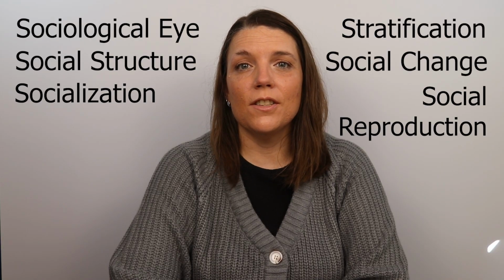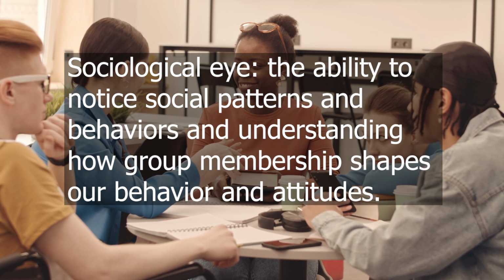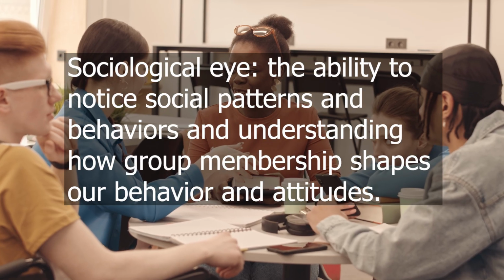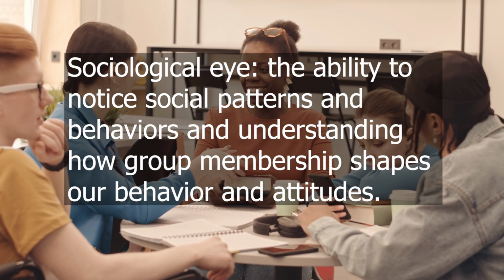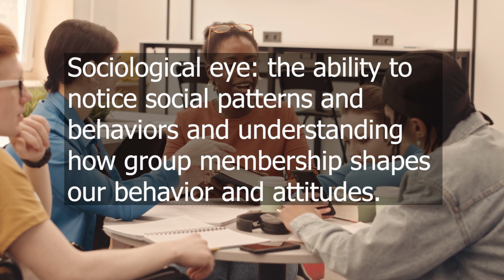Sociologists have identified 5 key concepts that every introduction to sociology student should know and understand: the sociological eye, social structure, socialization, stratification, and social change and social reproduction. We first learned about the sociological eye in episode 1.1. Recall that the sociological eye is the ability to notice social patterns and behaviors that most people overlook in understanding how group membership shapes our behavior and attitudes.